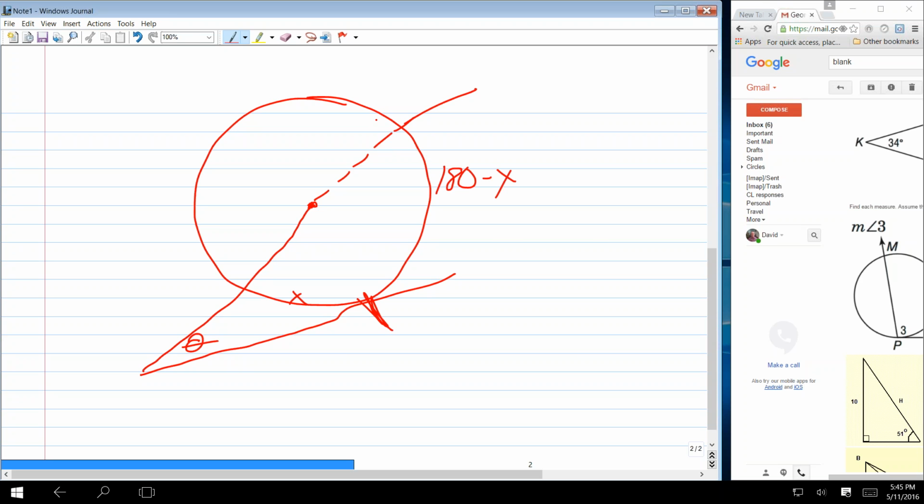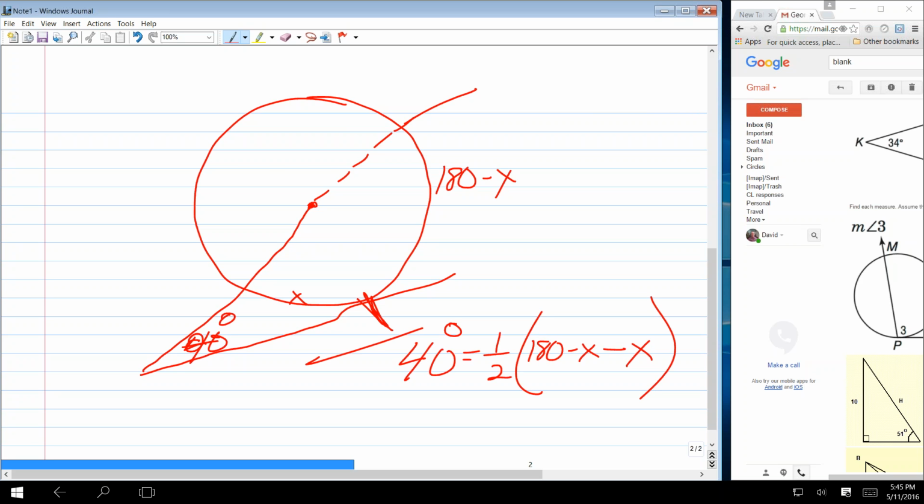Because that's a diameter, which means the total arc length from there to there has to be 180. So if the small arc is x, the big arc is 180 minus x. And then you can solve the problem because they usually give you that angle. In other words, if they give you that angle, then it's 40 degrees equals 1/2 of (180 minus x minus x). Now, notice, again, I've got only one variable, so I can solve for x.